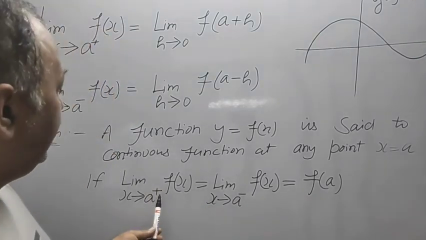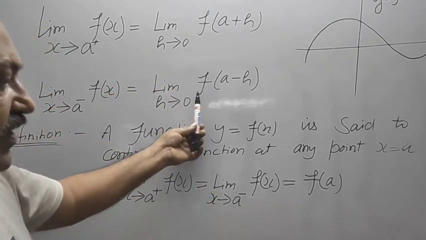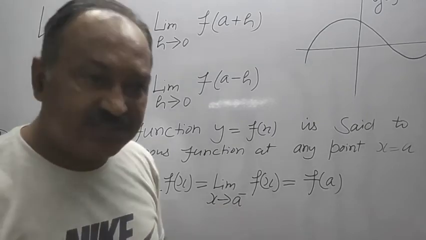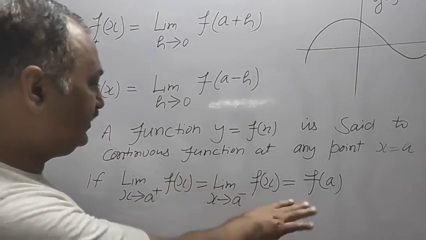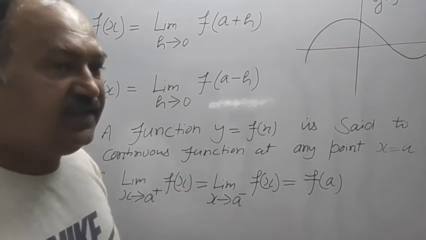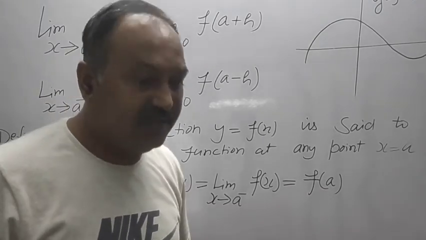You can calculate the right limit by this formula and left limit by this formula. If they are equal, then the function is continuous at that point, and if they are not equal with each other, any one of them is different, then the function is discontinuous at that point a. That's all.